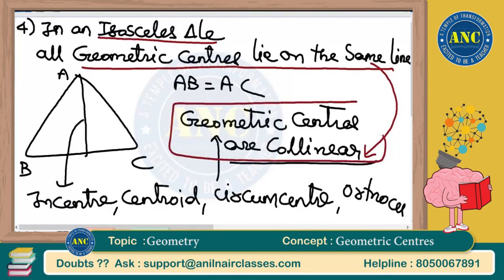Fourth key point. Geometric centers are collinear in an isosceles triangle. In an isosceles triangle, all geometric centers are collinear.